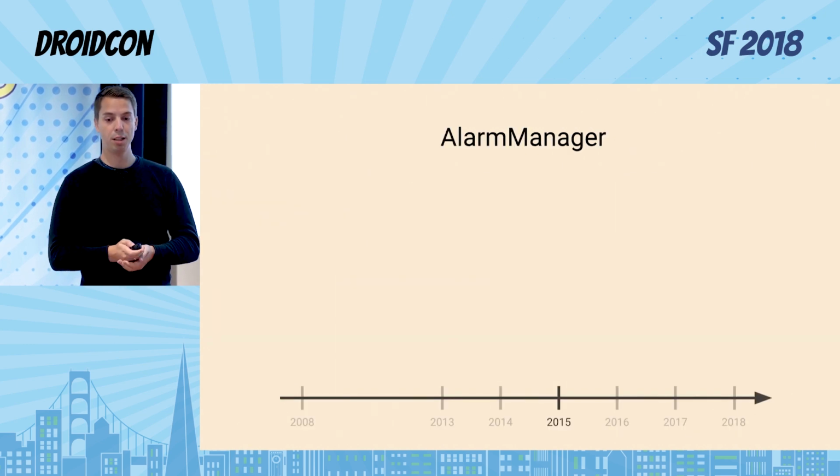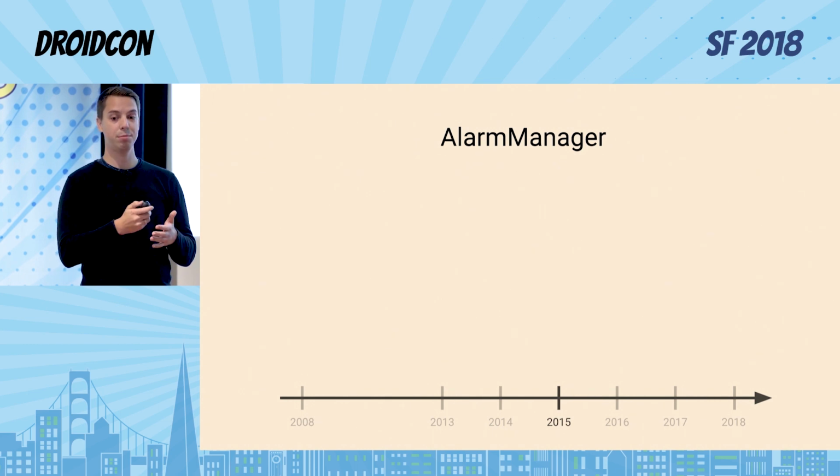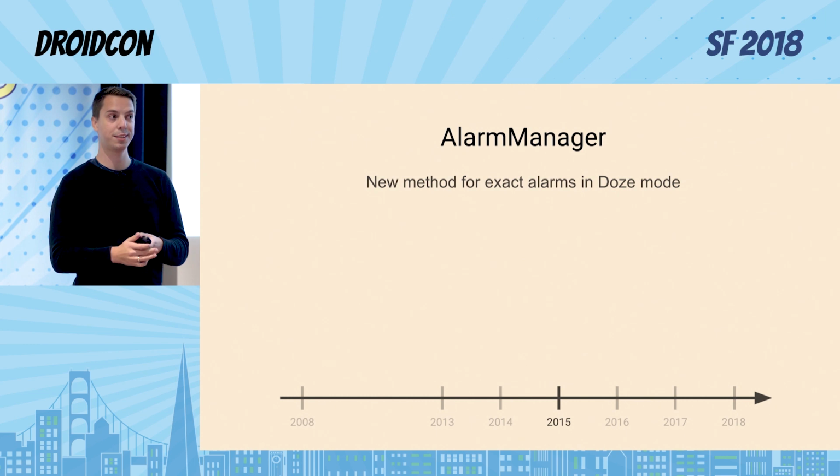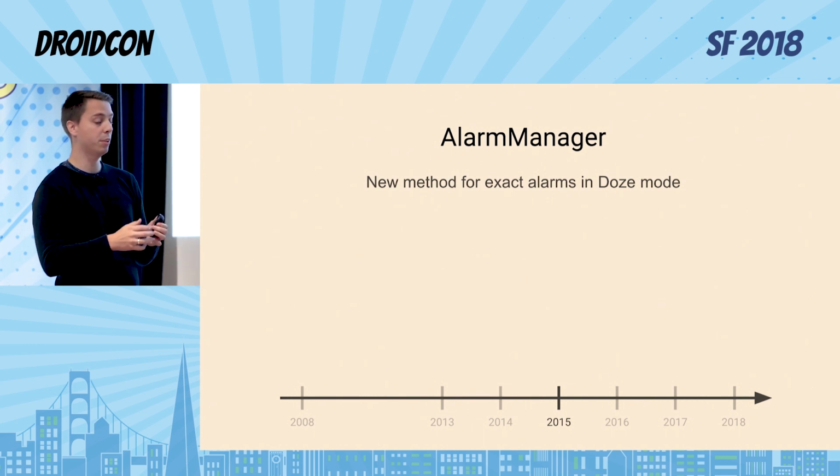In the same year with Marshmallow, the AlarmManager was changed again. The exact alarms weren't exact anymore because they didn't run when the device was in Doze mode.